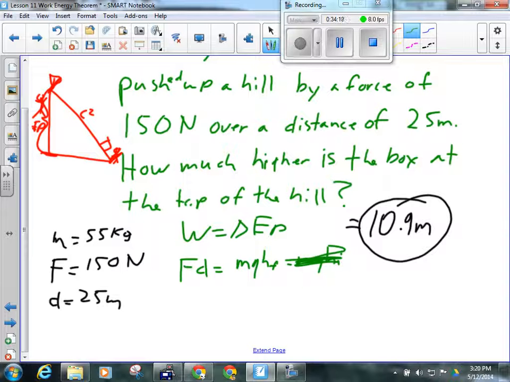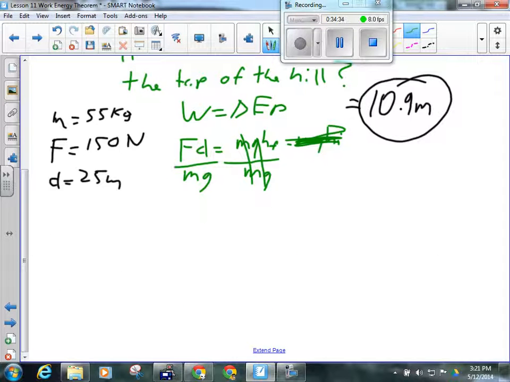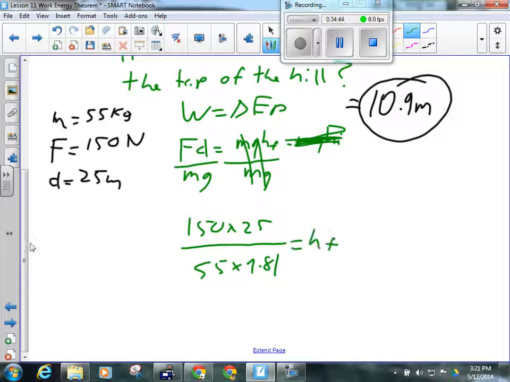How do I get hf by itself? How do I manipulate? What do I move? Divide by mg, right? All right, so when I do that and plug in my numbers, I'm going to have 150 newtons times 25 meters divided by 55 times 9.81. That'll give me hf.